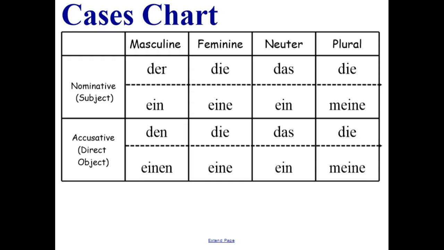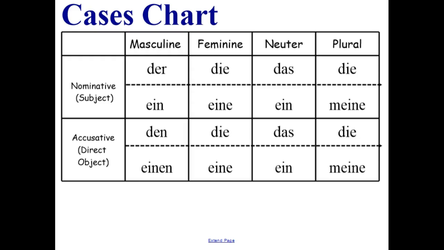Noting that when we go from the nominative case to the accusative case, so a subject to a direct object, in the masculine we have a change from der to den. Feminine, neuter, and plural, there is no change.